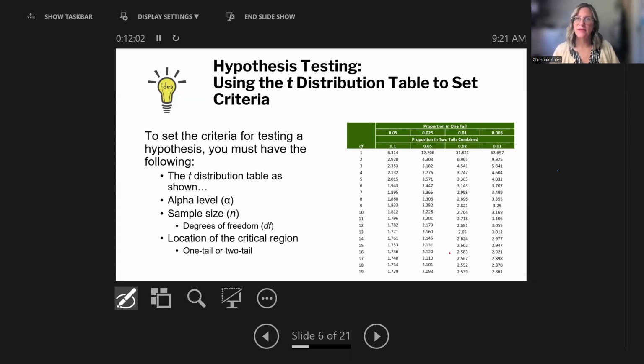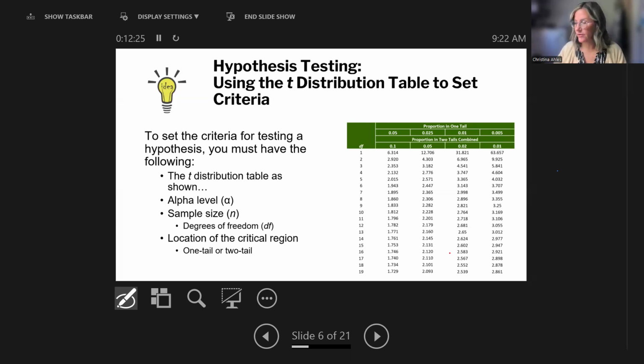Here's an example of what you'll notice from the textbook. This has some highlighting though. Now you're going to need to have your alpha level to set that criteria, alpha level being either 0.05 or 0.01. You're going to need your sample size so that you can obtain your degrees of freedom. And then you'll need to know whether it's a one-tail test or two-tail test.